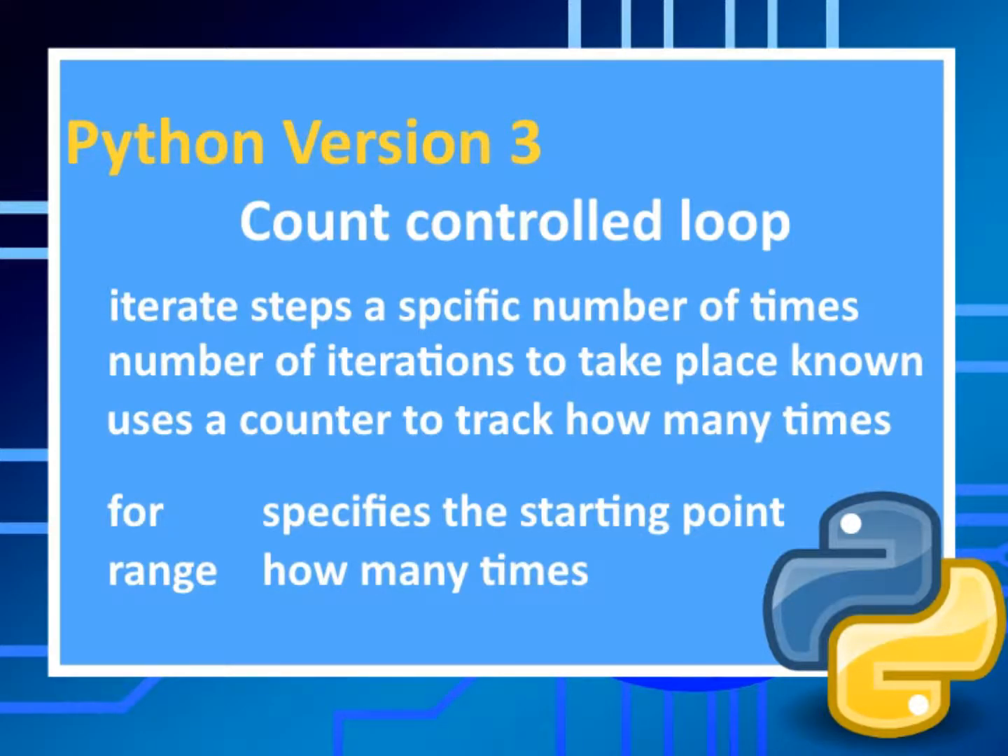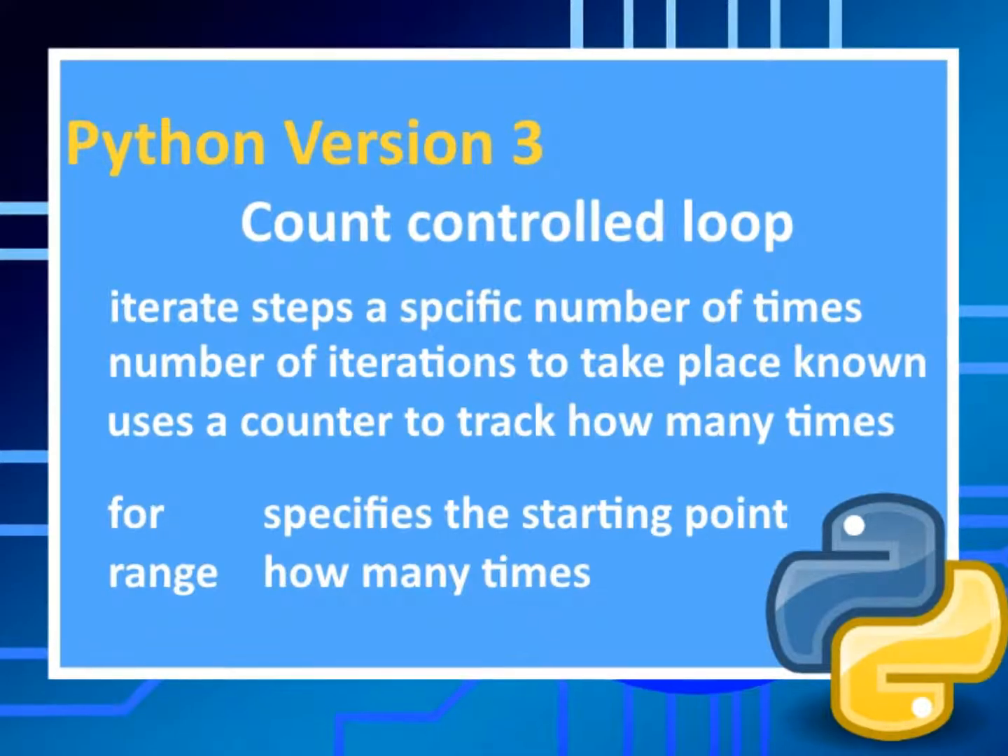Count-controlled loops are executed using the for statement. For specifies the starting point of the iteration. Range indicates how many times the program will iterate.